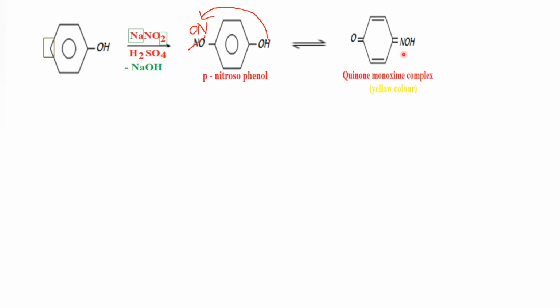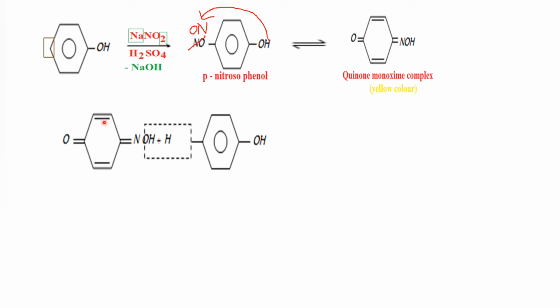Here the oxygen of the quinone is replaced by this NOH. Already we have known NOH is called as oxime. Here we have only one oxygen, that's why it is called monoxime. Parent is quinone, that's why it is called quinone monoxime complex and that is yellow color.